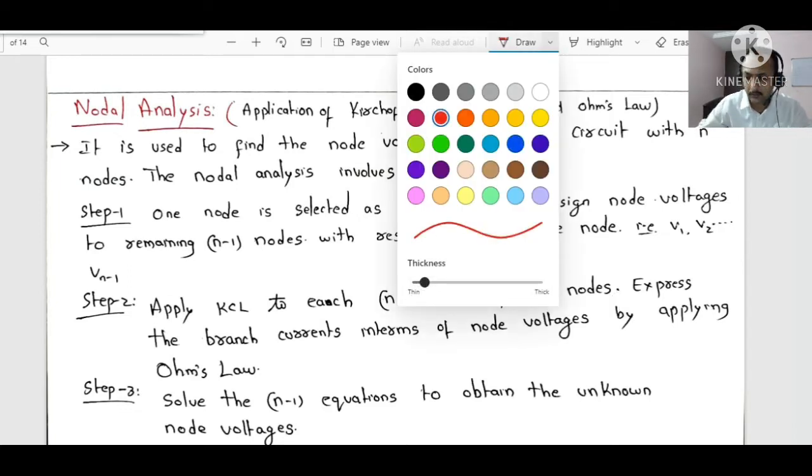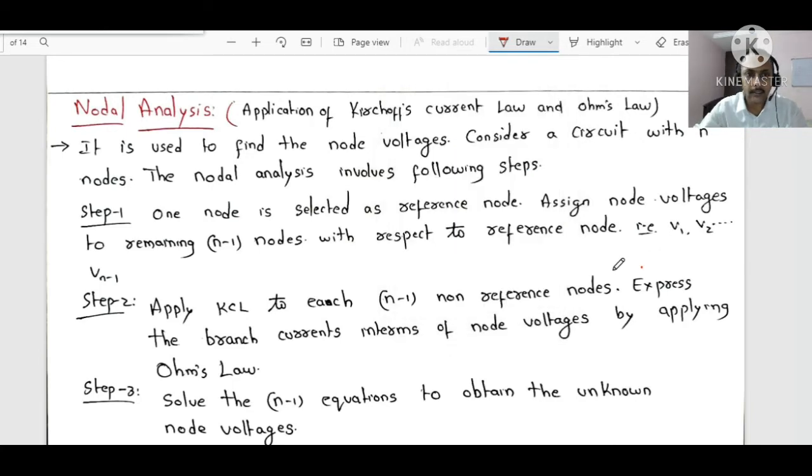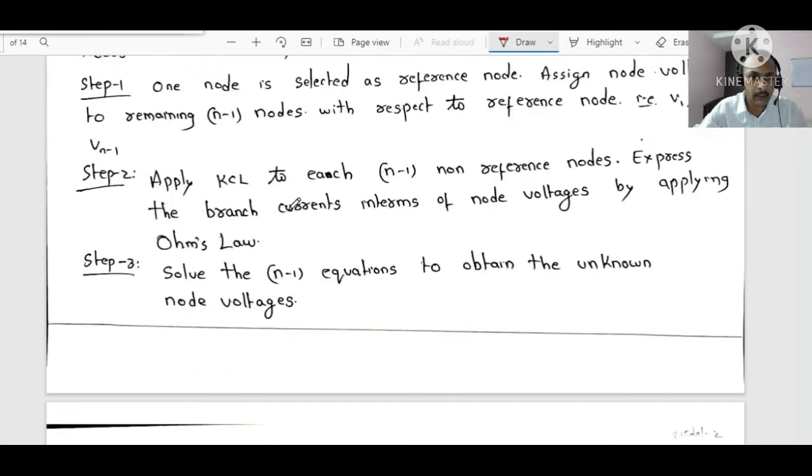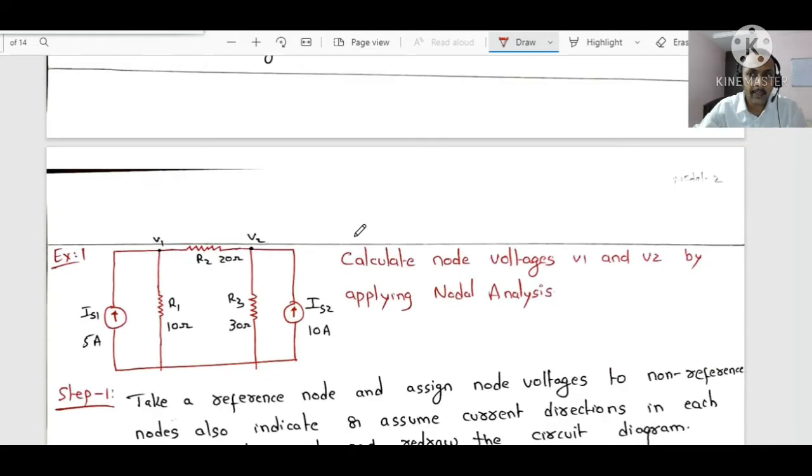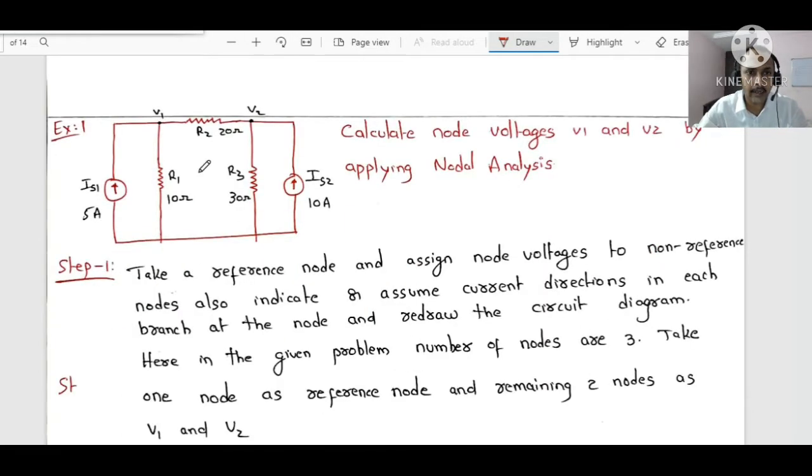And we will discuss some important examples. I will tell you what the different steps in nodal analysis are, and I will explain the process of nodal analysis taking an example. This example, in a step-by-step, very detailed manner, we will discuss how to find the node voltages using nodal analysis.